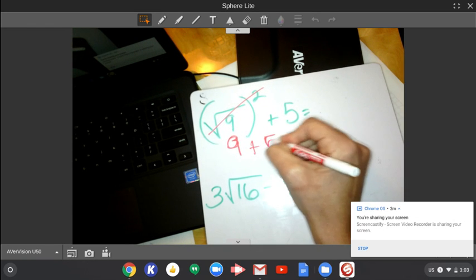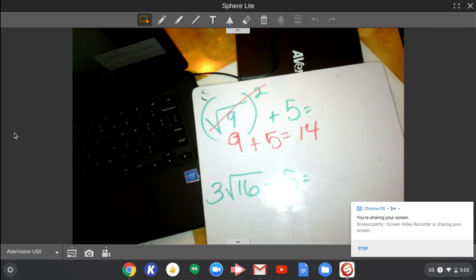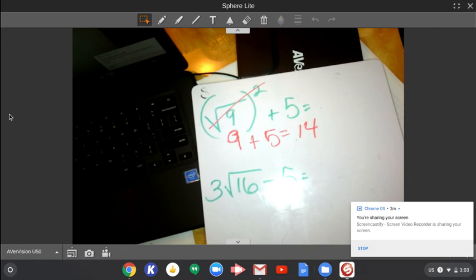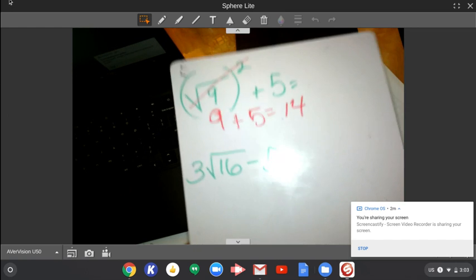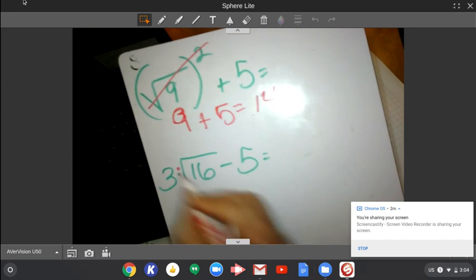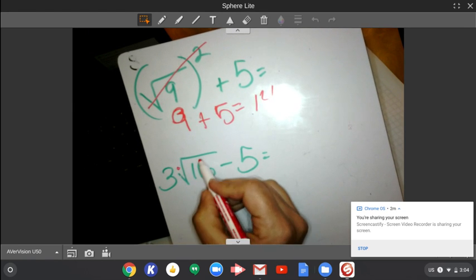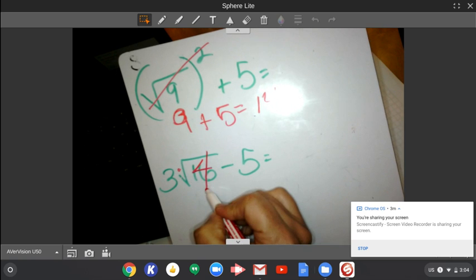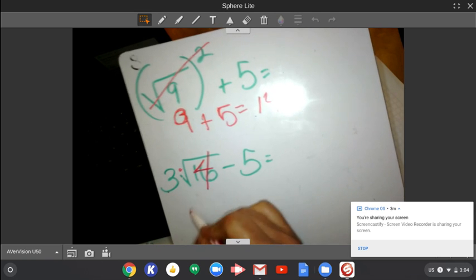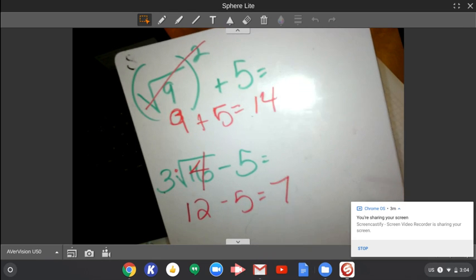9 plus 5 is 14. Okay, on these questions, I don't think it asks you for two answers, so you can just put the one answer. And you have also something like this. 3 times the square root of 16 minus 5. So you're going to use order of operations. First thing you're going to do is find the square root of 16, which is 4. You're going to do 3 times 4, which is 12. 12 minus 5 is 7.